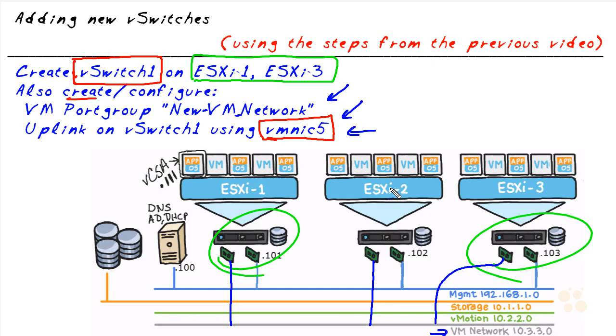So at the end of the day, when you're done with this lab, all three of these ESXi hosts will all have vSwitch 1. They'll all be using their physical interface VMNIC 5 for the uplink, and each of those switches will all have a VM port group called NEW-VM underscore NETWORK. And in this nugget, I'm going to have you do the lab on your own.